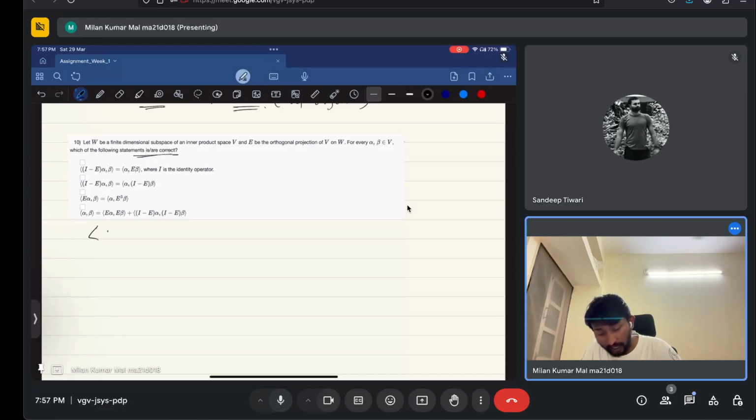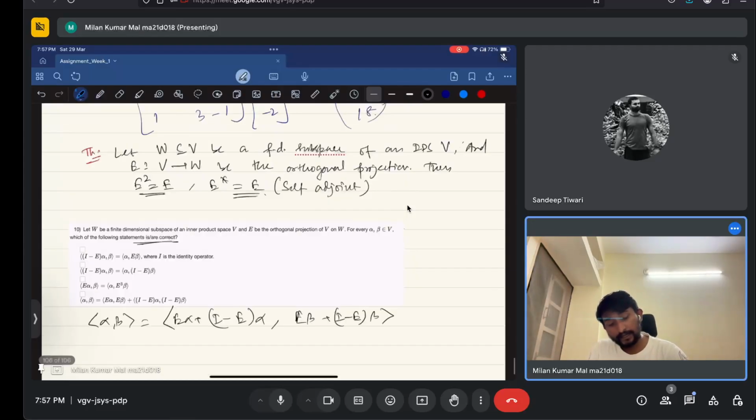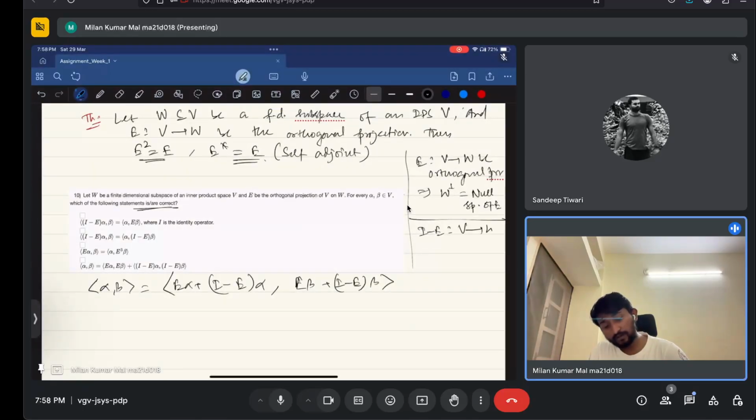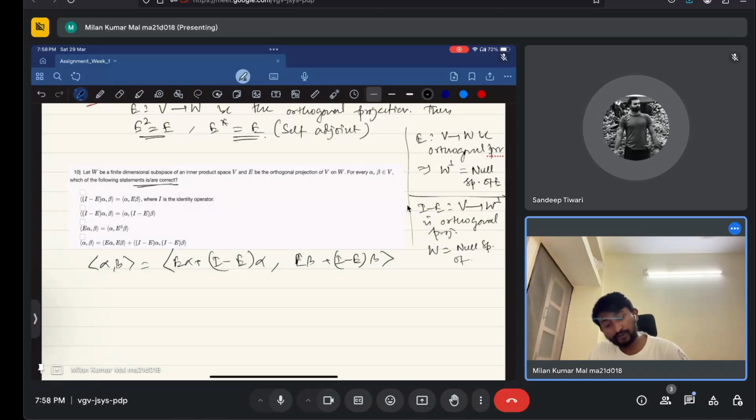The inner product question, whether these are correct. Alpha, beta. I can write it as E alpha plus (I minus E) alpha, with inner product E beta plus (I minus E) beta. One thing I just want to say here is that E from V to W is an orthogonal projection, which implies W perp equals the null space of E. Similarly, I minus E is the orthogonal projection onto W perp, and similarly W equals the null space of I minus E.